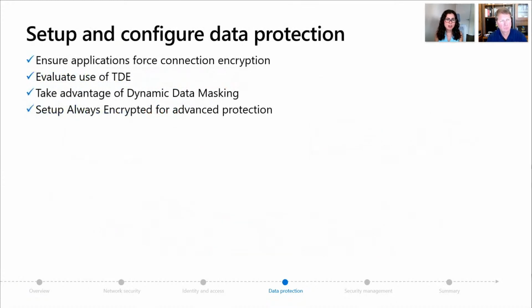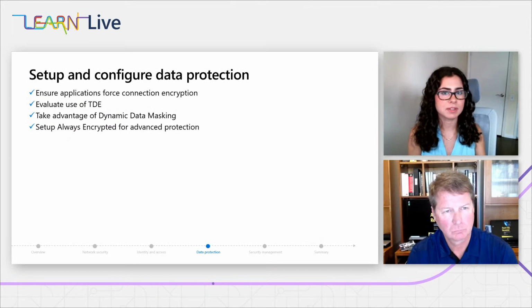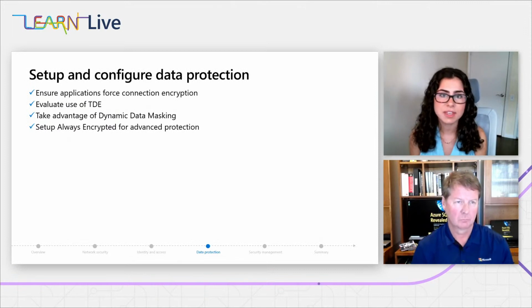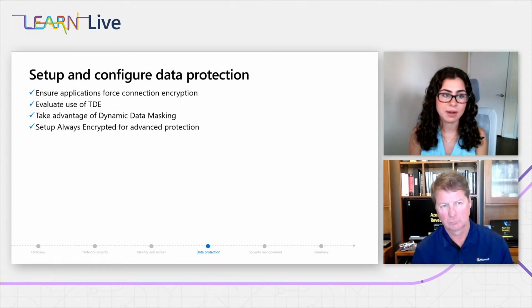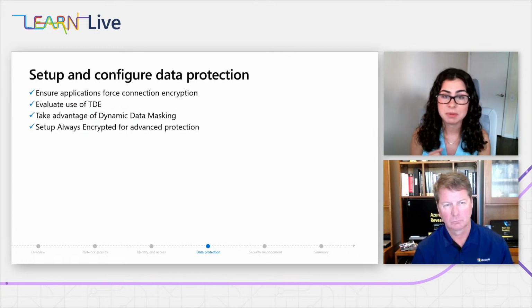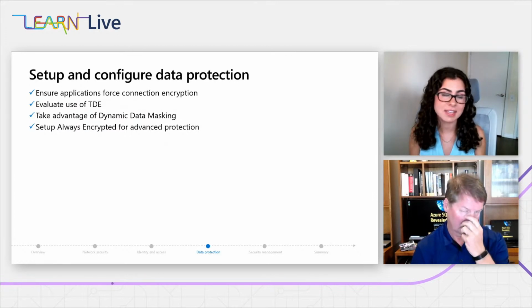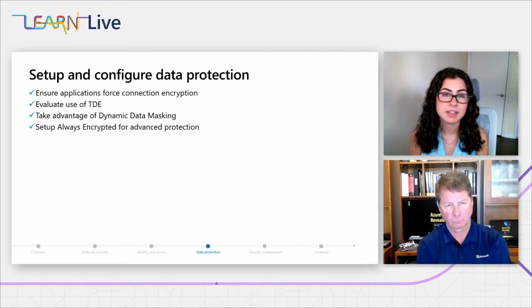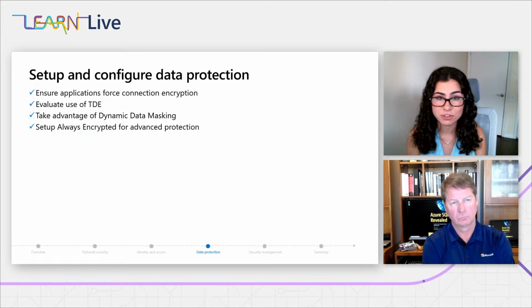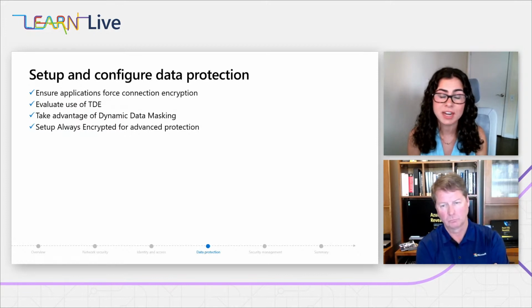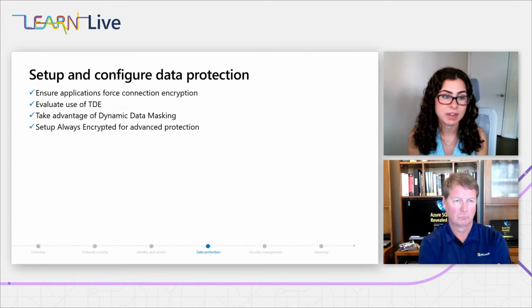Now, we talked about the capabilities. Now let's talk about the tasks. How do you set this up? How do you configure it? Now, ensuring your application forces connection encryption is going to be very important. You're going to want to set the minimum TLS version to the highest, which at this point is 1.2, if your application is set up for that. If you can do that, definitely recommend doing that.